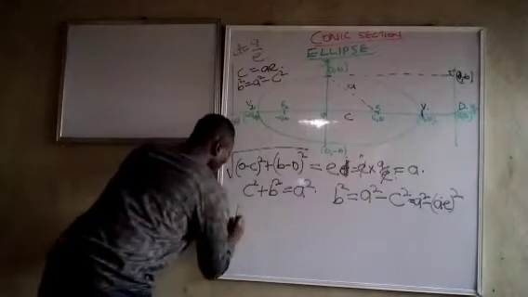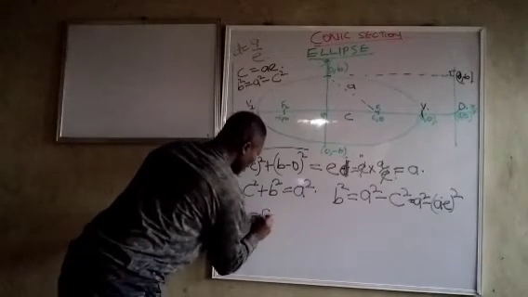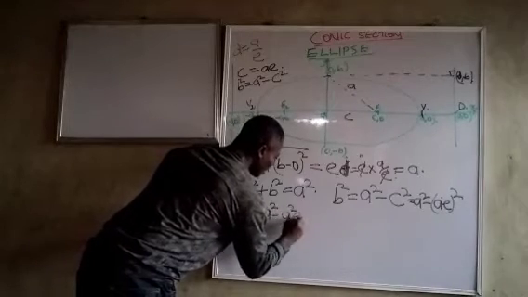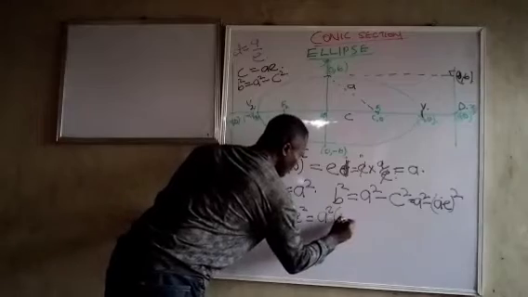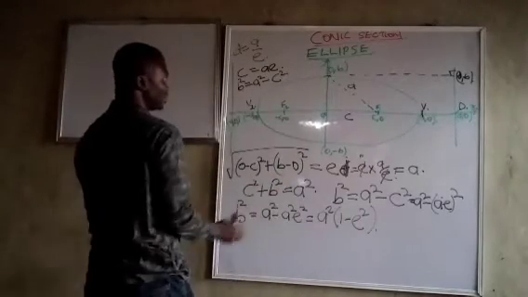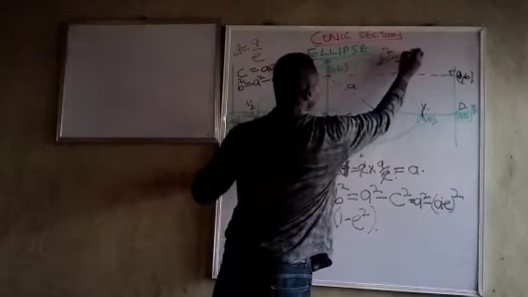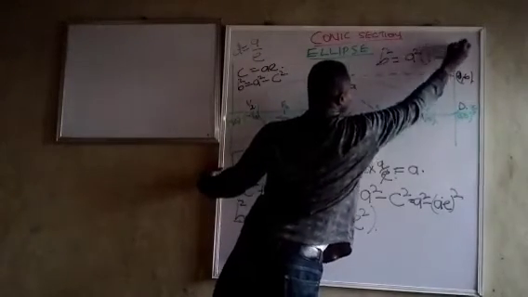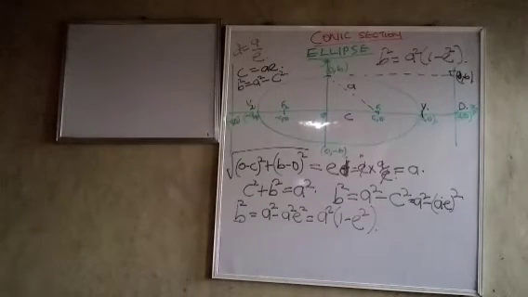So b squared is equal to a squared minus a squared e squared, which is equal to a squared into 1 minus e squared. This is another important result. So we have these 4 equations now. Very important equations.